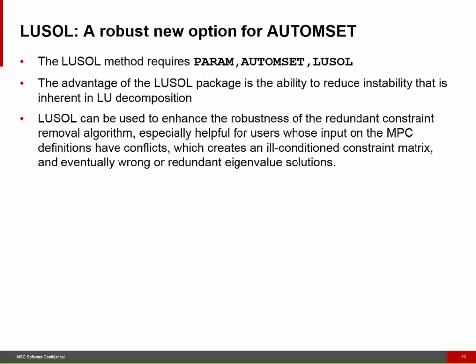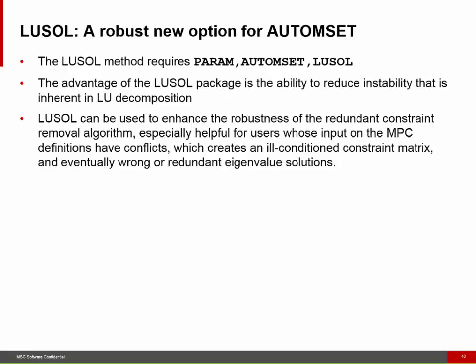I will touch this very briefly because I see that time is running. We have a new robust method for something we call the auto MSET, and that's a capability in Nastran to automatically define relationship between dependent and independent degrees of freedom when you use rigid elements and MPCs. And sometimes the default method can have a problem when the constraints are not well defined.